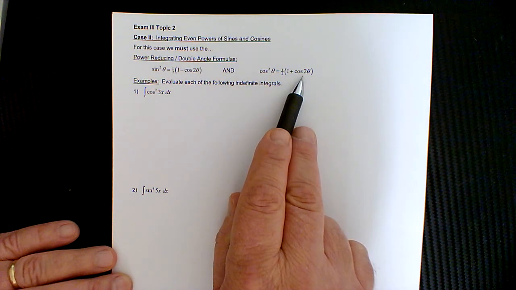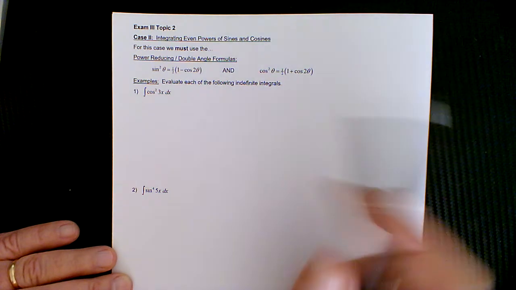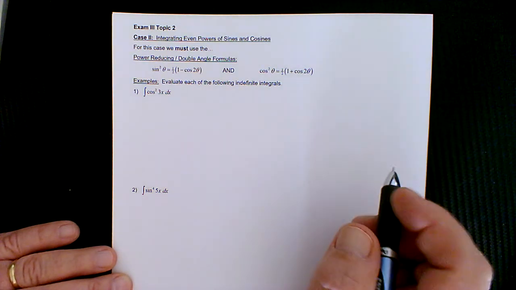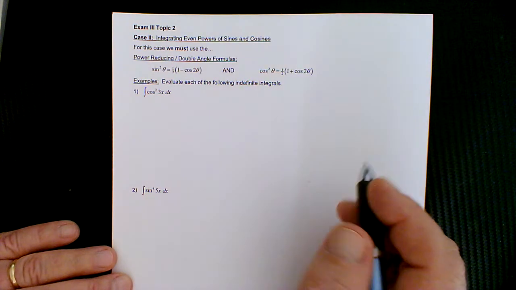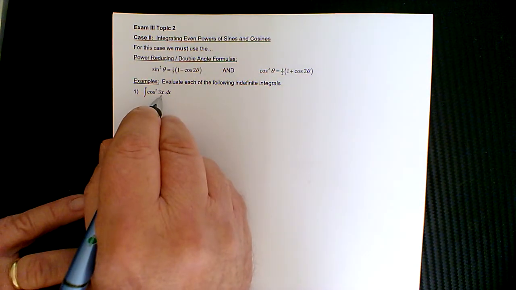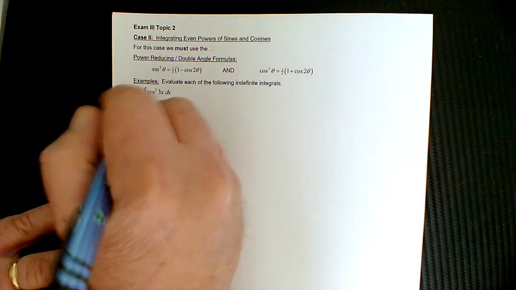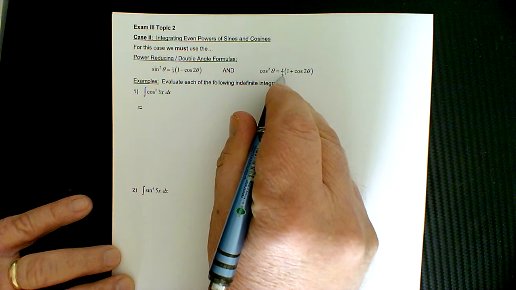So when you have even powers, if you have odd powers of sines and cosines, just go with the case 1 method. And if you have even powers, then you need the identities. So in this first example, we just have cosine squared of 3x. I won't bother recopying the integral and just jump right to the identity.